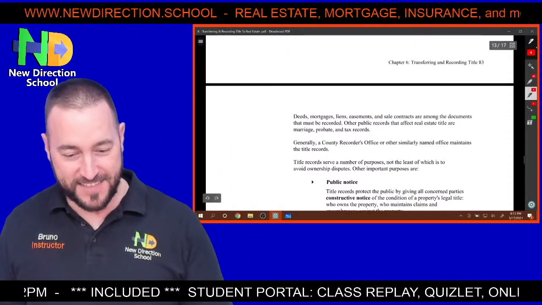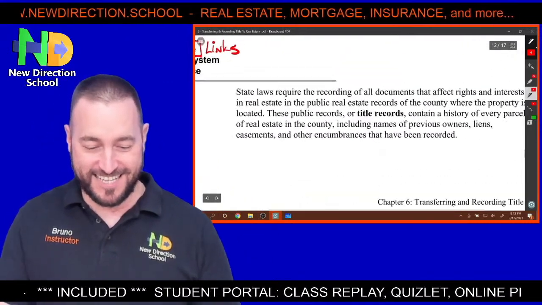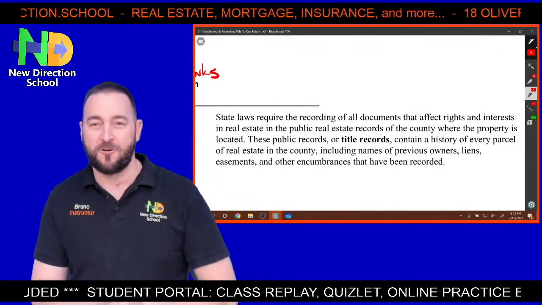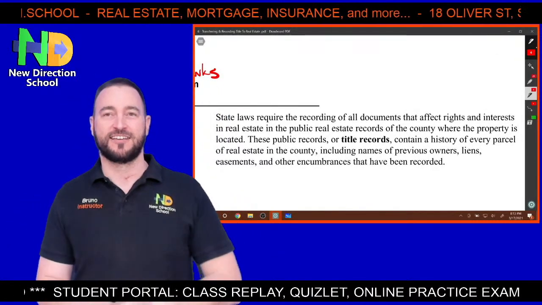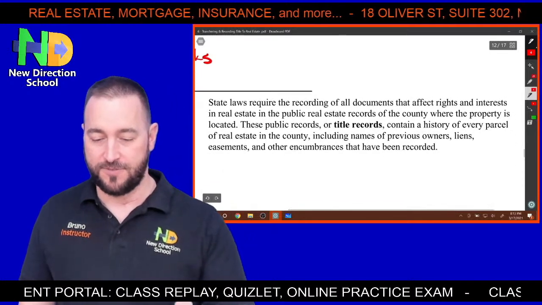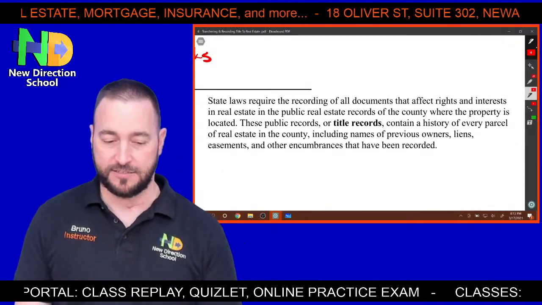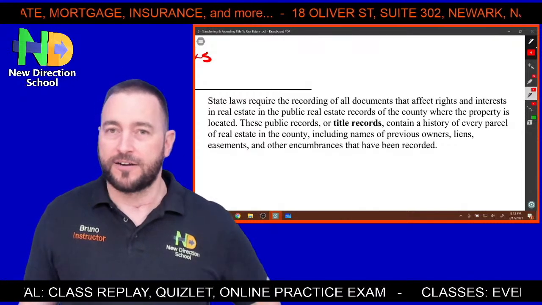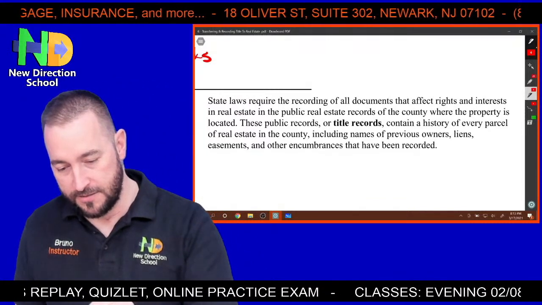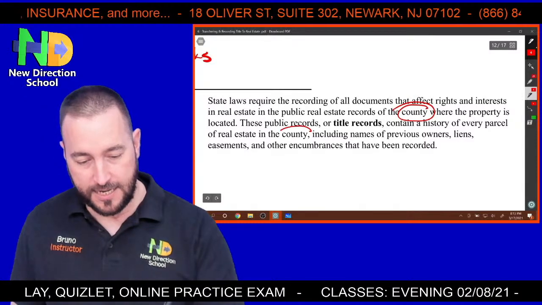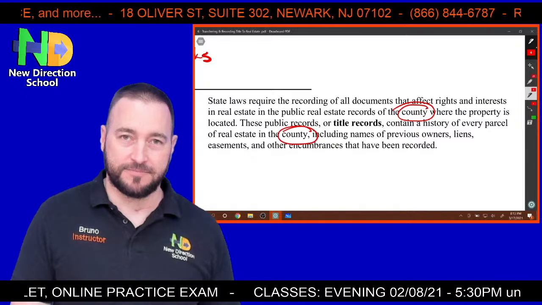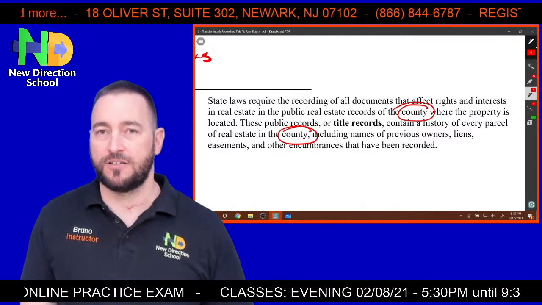All right. So state laws, every state is different, but state laws require the recording of all documents that affect rights and interest in real estate in the public real estate records of the county where the property is located. So property records usually are at county level. You don't have property records in the city. It's in the county records.